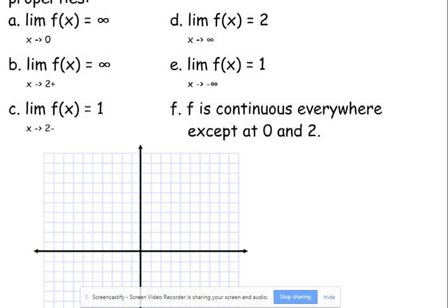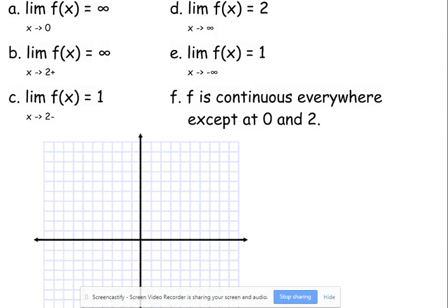The limit as x approaches 0 of our function is infinity. So that doesn't say right or left. So if it approaches infinity, that means on both sides of 0, I need to be going towards positive infinity. So that's A. All right.